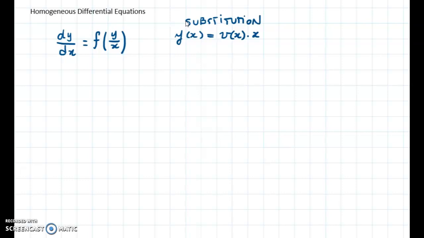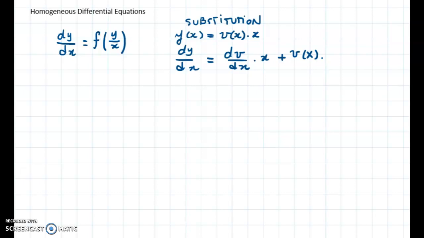And this implies that if we take the derivative with respect to x on both sides, we are going to say that the derivative of y with respect to x is the same as, and now we have to apply the chain rule on the right hand side, the derivative of v with respect to x times x plus v of x times the derivative of x with respect to x, so times 1.